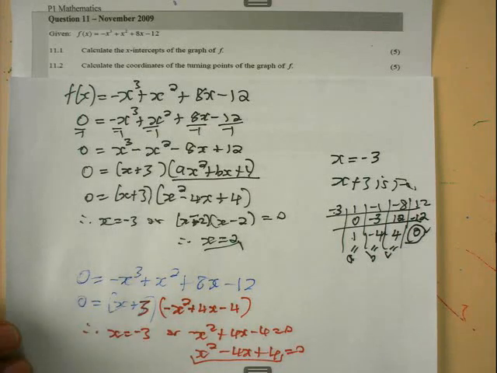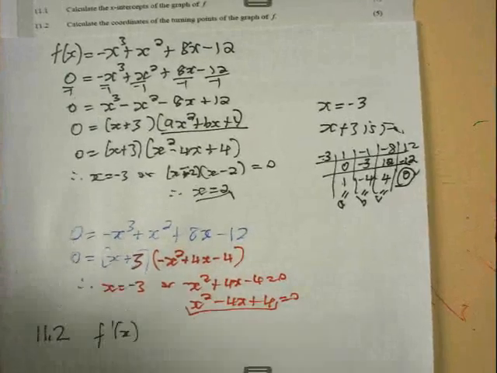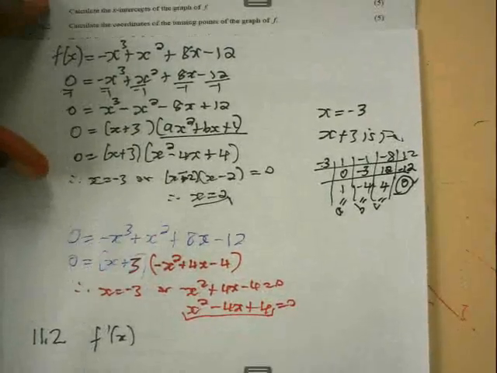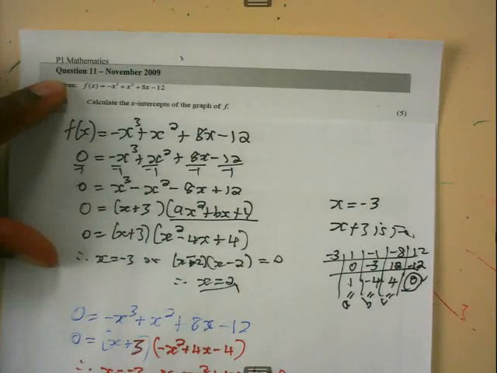The question here says calculate the coordinates of the turning points of the graph of f. What is it that you must do here? Like we indicated at the beginning, we need to take f of x and find f prime of x. What is f of x? We agree that f of x is minus x to the power of 3 plus x squared plus 8x minus 12.